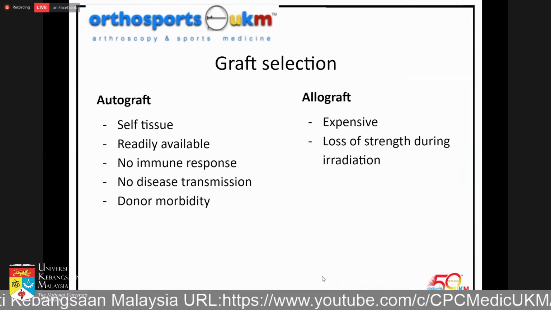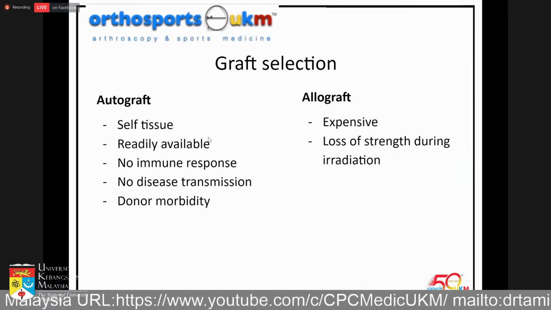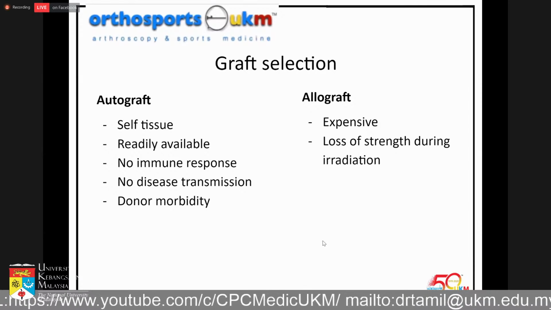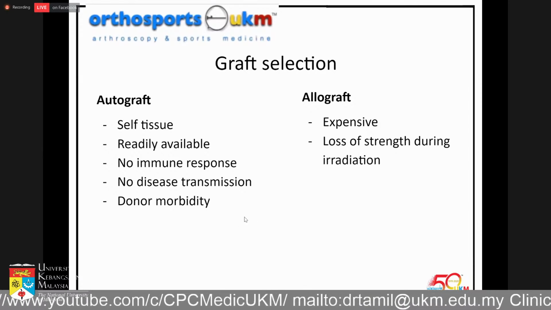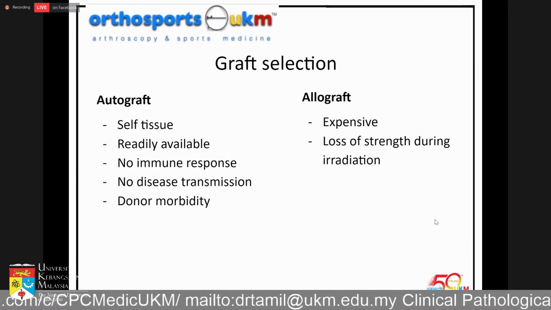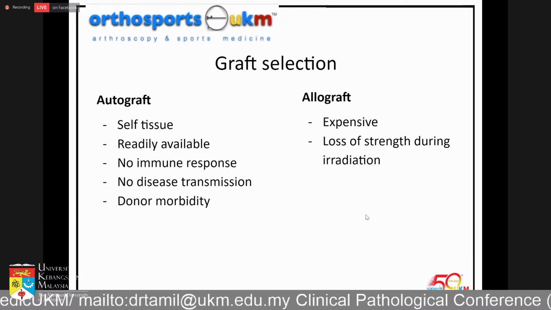So for graft selection, there are actually 3 options for graft. One is autograft, second is allograft, and number 3 is synthetic graft. But synthetic graft is not even included here in this slide because it is totally out of option, because the risk of failure rate is very high.